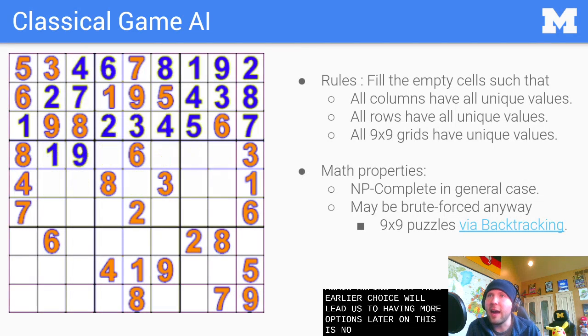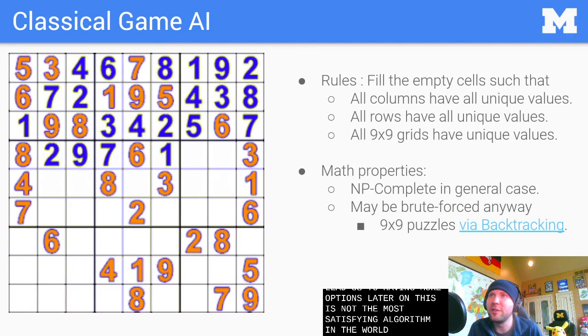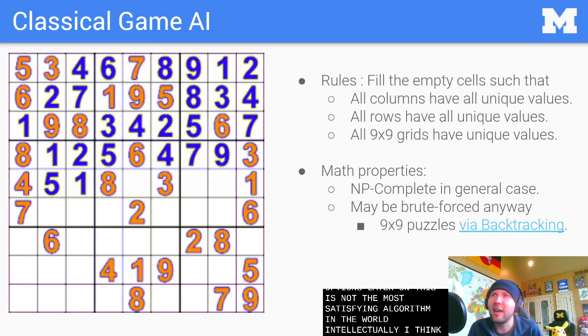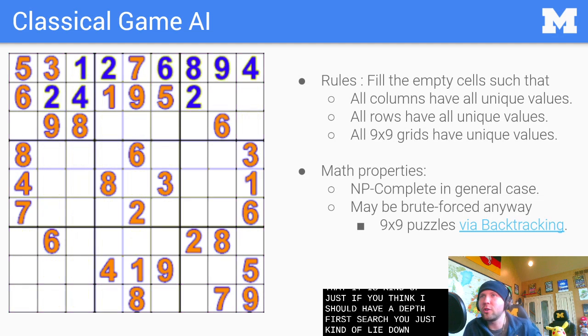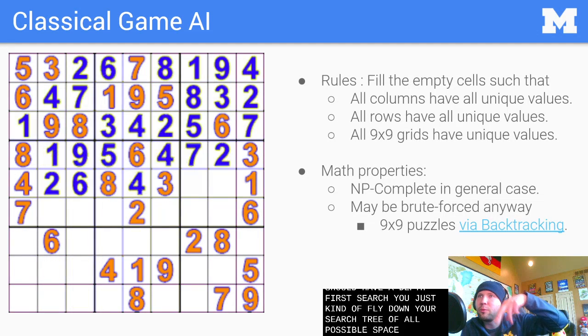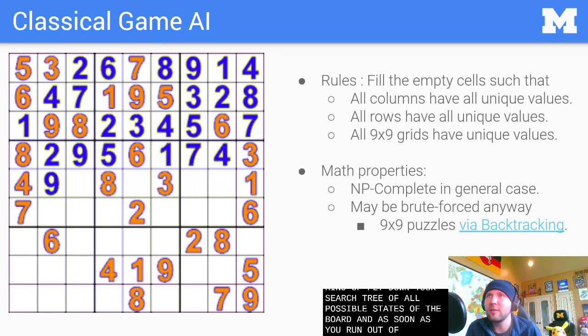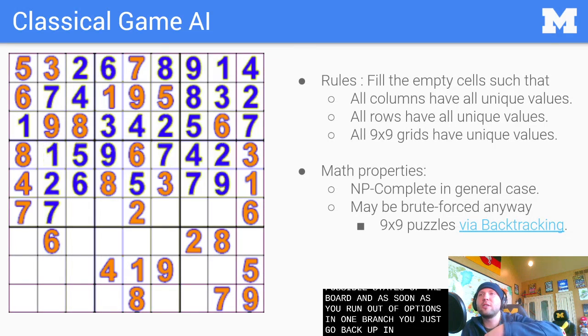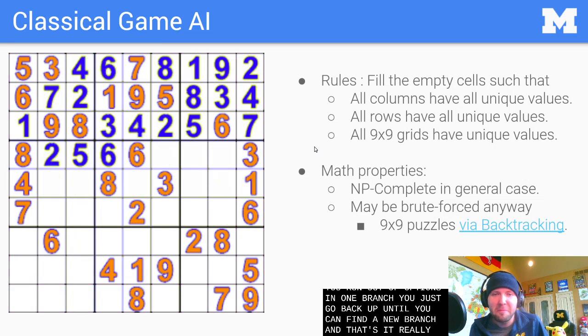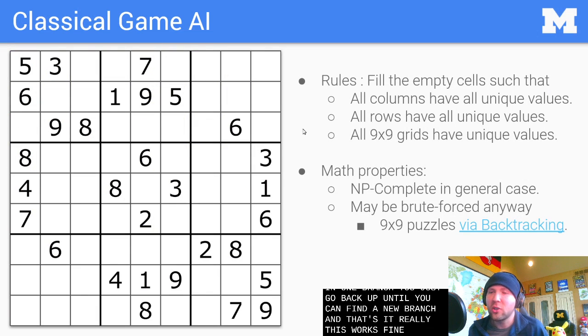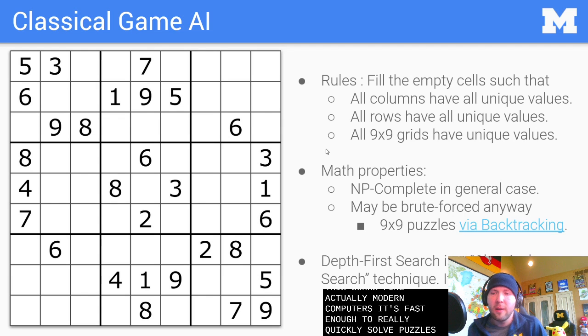This is not the most satisfying algorithm in the world intellectually, I think. If you think about it, it's just kind of a depth-first search. You just fly down your search tree of all possible states of the board, and as soon as you run out of options in one branch, you go back up until you can find a new branch. And that's it, really. This works fine, actually. On modern computers, it's fast enough to really quickly solve puzzles.